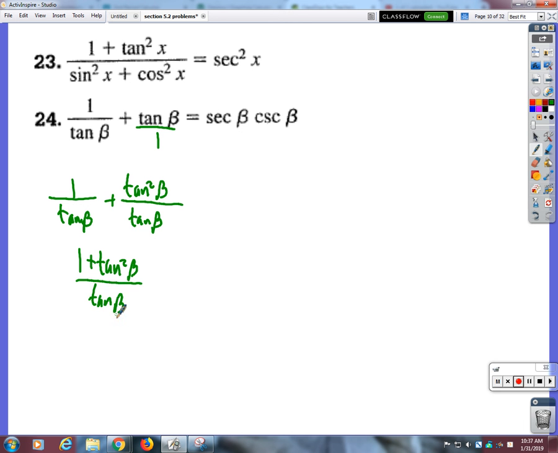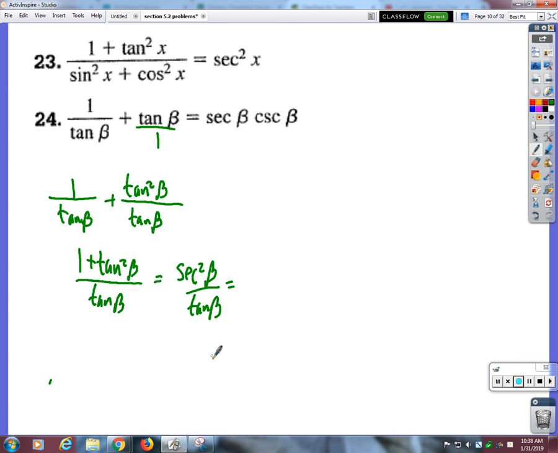I got some squareds in there. That's a clue that I'm probably going to be looking at one of these Pythagorean identities. What's 1 plus tangent squared equal? Secant squared. So that's secant squared over tangent. Now what? Okay, so now we can do 1 over what?